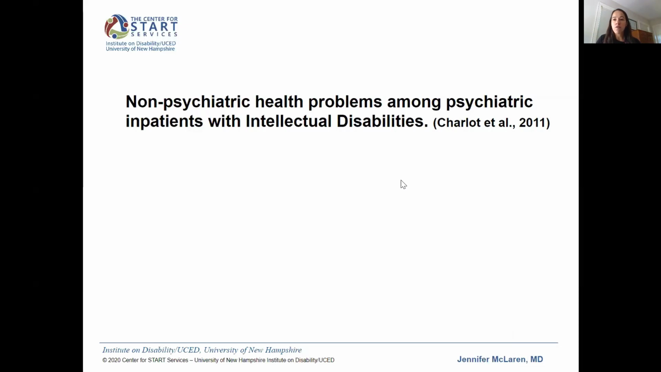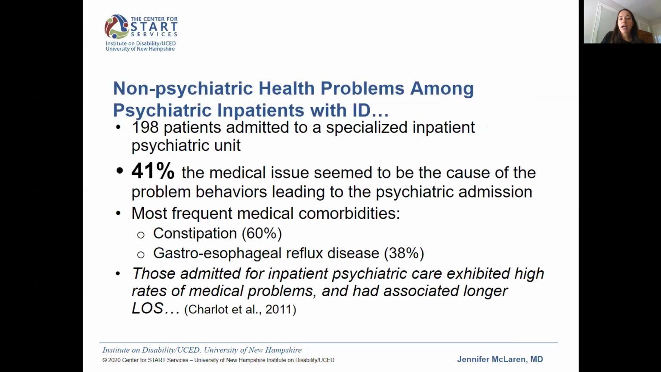So Dr. Charlot ran an inpatient psychiatric unit at UMass that specialized in caring for people with IDD. And they looked at 198 patients admitted to their inpatient psychiatric unit. And what they found was that 41% of the individuals had medical issues that seemed to cause the problem behaviors that led to the psychiatric admission. 41%. That's high.